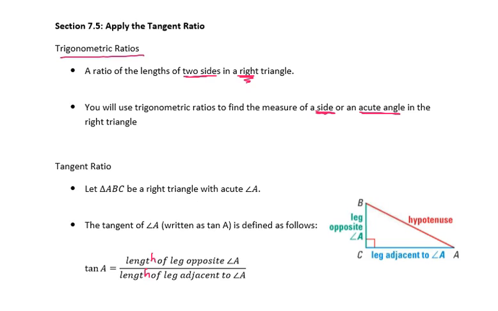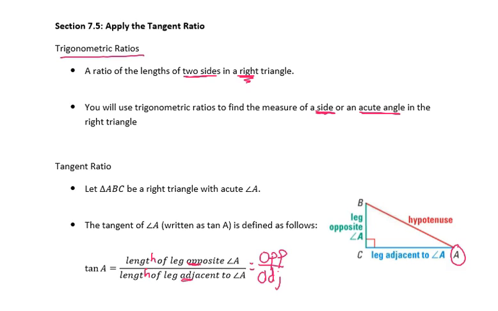So we have triangle ABC over here with the acute angle A. So that's the angle we're going to be looking at. You could also have used B because B is also an acute angle, but we're going to talk about A. So the tangent ratio is the following. The length of this leg opposite A over the length of the leg adjacent to A. So I usually write that as opposite over adjacent.